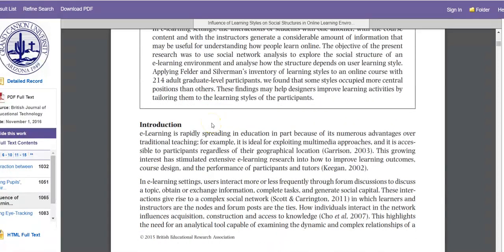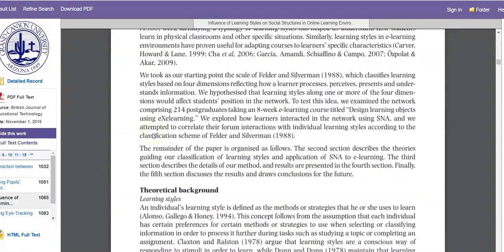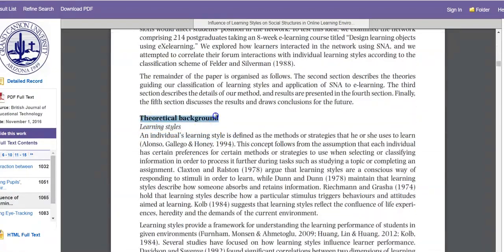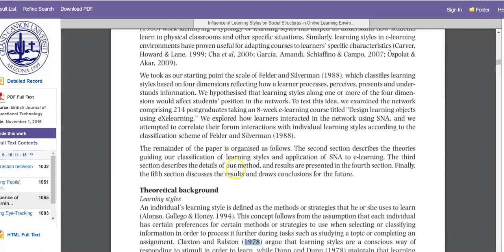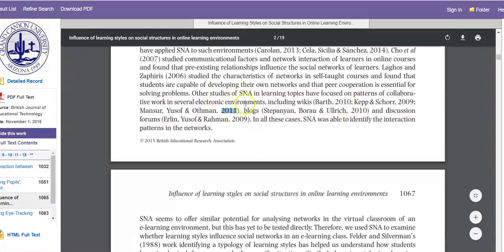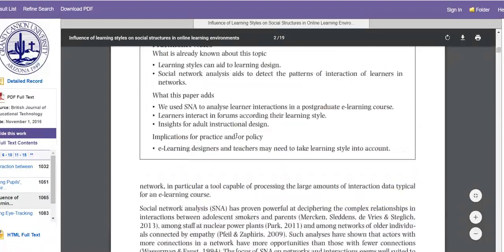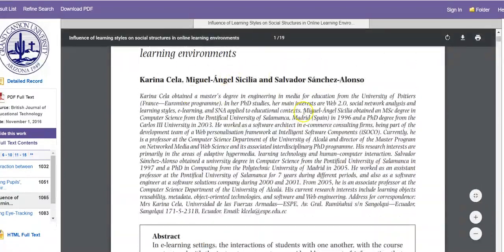You will not use any information from the introduction, or if there is a theoretical background. All right, theoretical background could also be considered a literature review or a history of what happened, because you'll see 1994, 1978, you even come up here and you'll see articles from 2009, 2011. You're not going to use this stuff. This stuff's just telling you a history of the problem based off the topic they're researching.